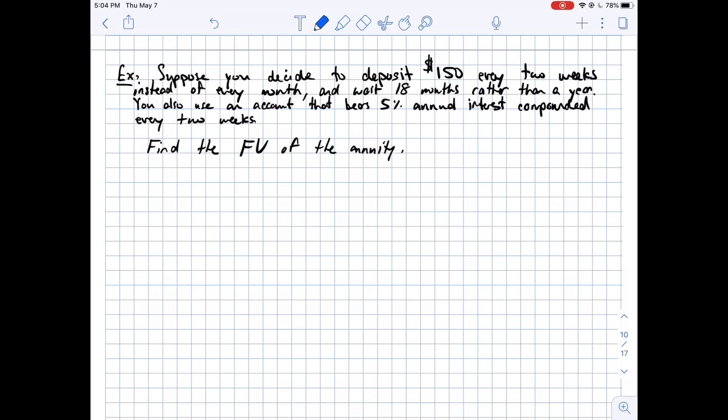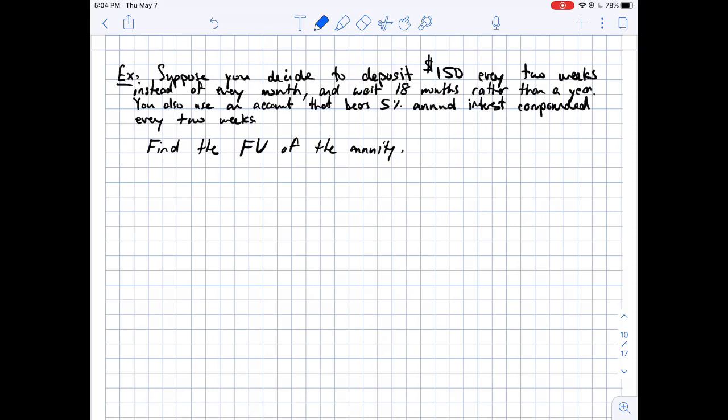The first thing you'll notice here, guys, is that our compounding period on our interest is 2 weeks, and that's the same duration as when we are making our regular payments. They're going in every 2 weeks. The interest is being compounded every 2 weeks. That's very important for this formula, for those two periods to be the same.